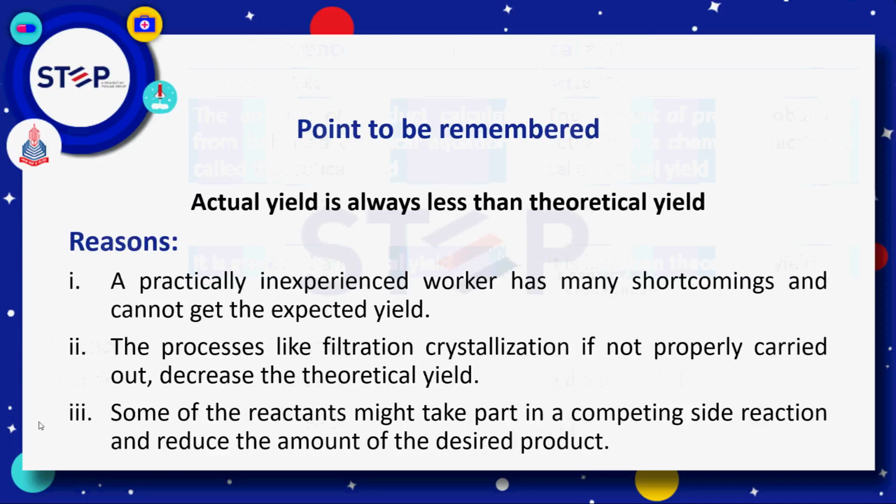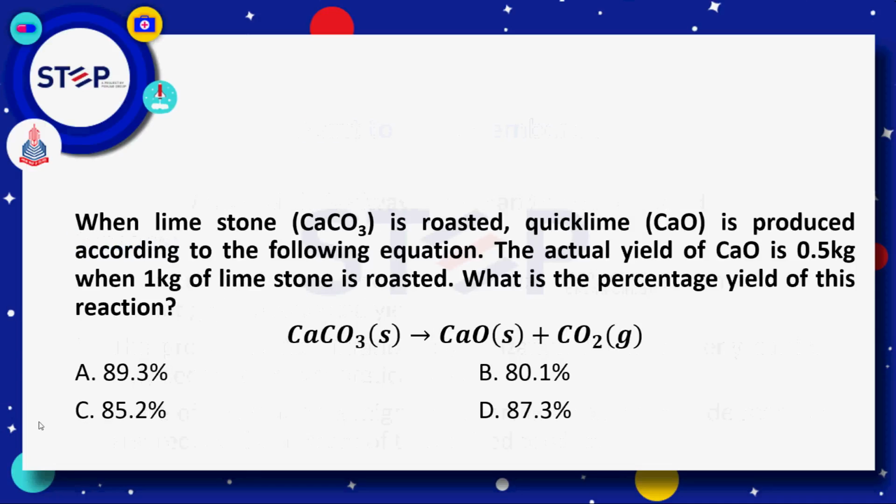There are many points which indicate that actual yield is always less than theoretical yield. For example, inexperienced worker, filtration, crystallization, side reaction, heat loss, competing side reactions always reduce the amount. It means that actual yield is always less than theoretical yield.